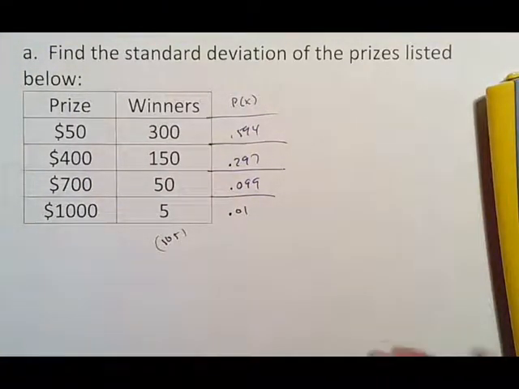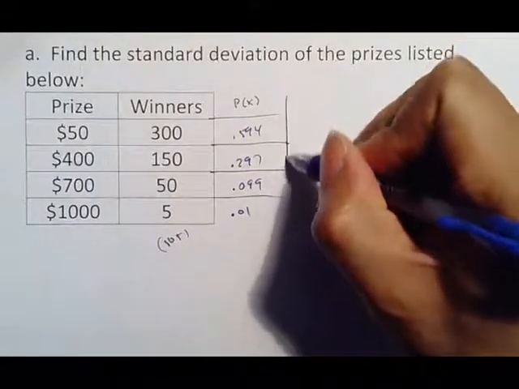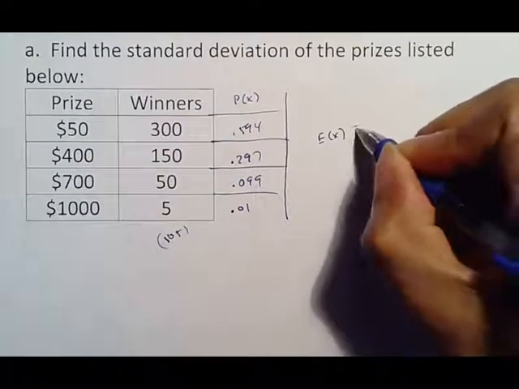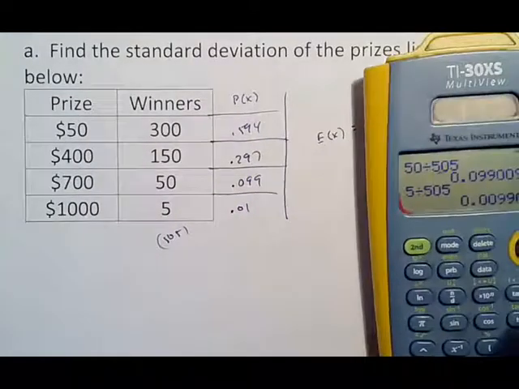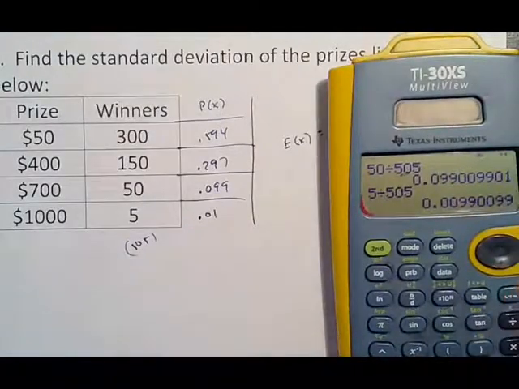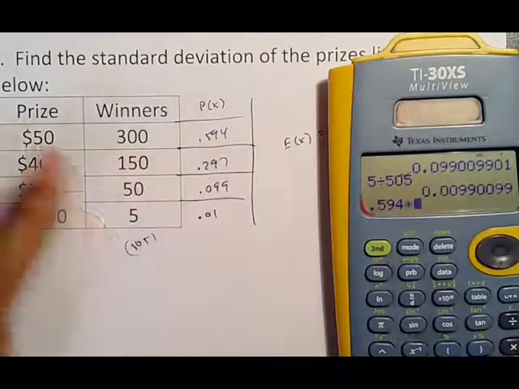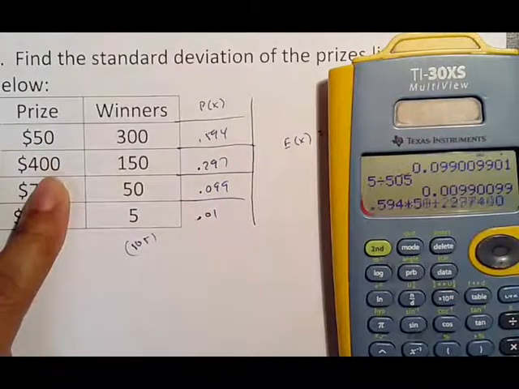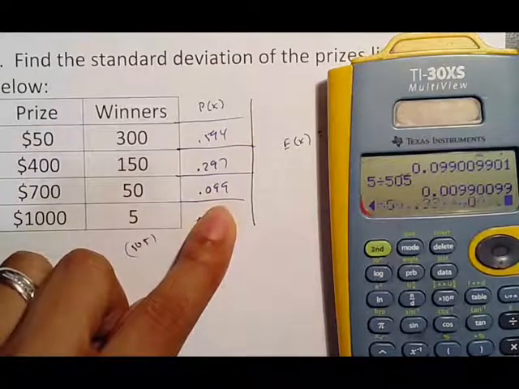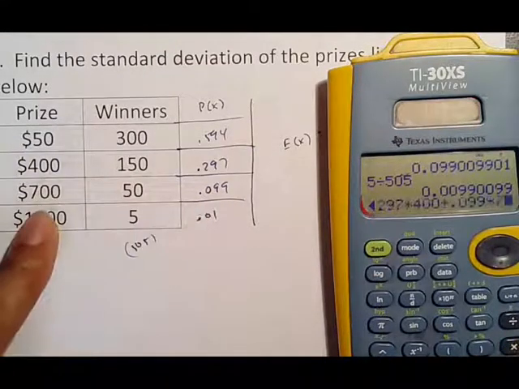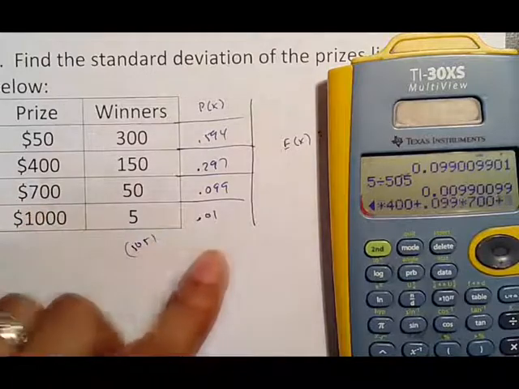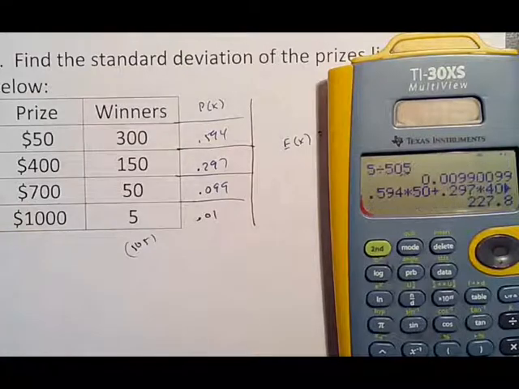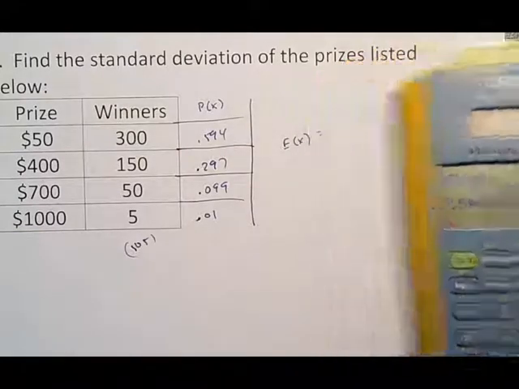Now that we have the P of x, we want our E of x. I would just put that off to the side here and then do all the work, because hopefully as of yesterday you got that work down, where we take 0.594 times 50 plus 0.297 times 400 plus 0.099 times 700 plus 0.01 times 1,000, which is an expected value of 270 or 228.